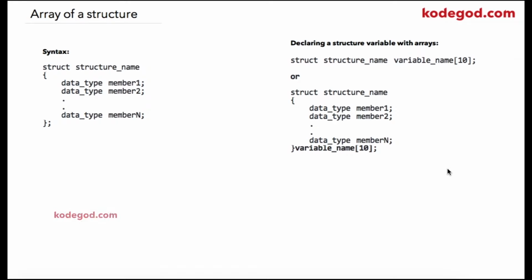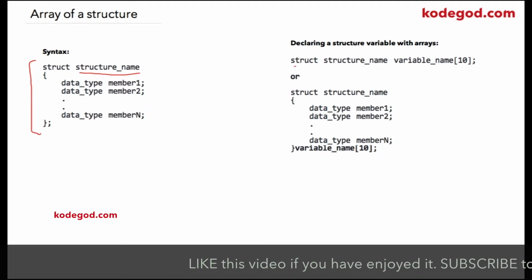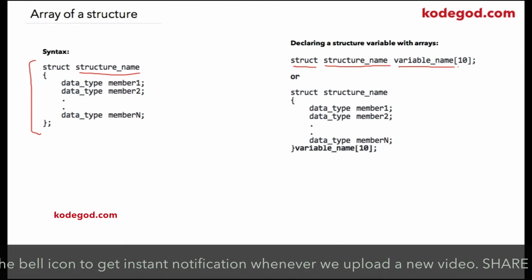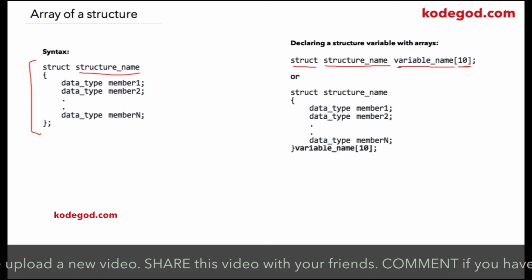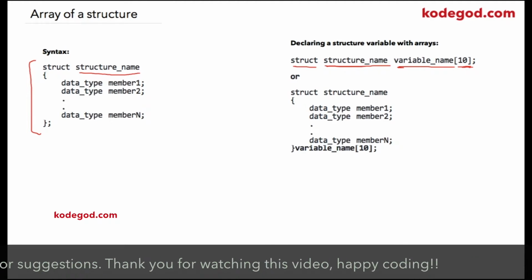In this lecture, we are going to learn about array of a structure. Assuming this to be my structure definition, so structure_name is a structure that I have defined over here. For declaring an array of this structure, we will just write struct structure name, your variable name, and inside of square brackets we'll write the size. So here we are declaring an array of size 10 of structure variable structure_name.